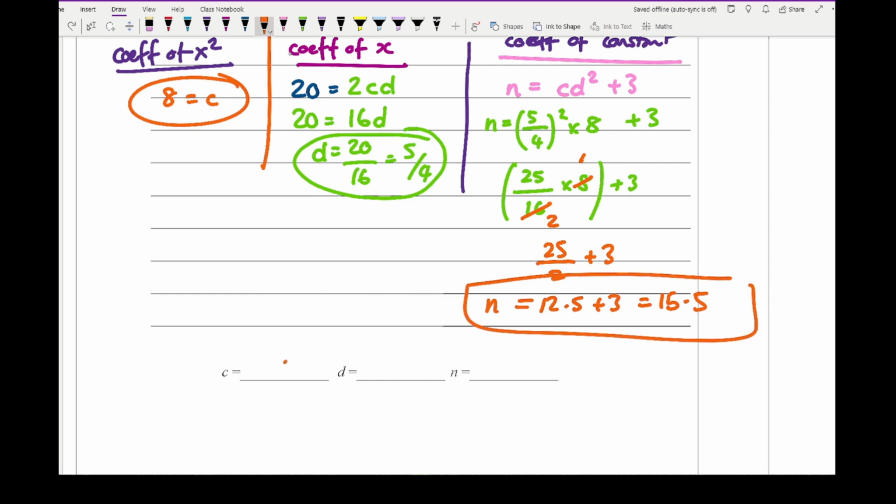So C equals 8, D equals 5 over 4, or you can write it as 1.25, and n is 15.5, or you can write it as 31 over 2, whichever you prefer to write it as.